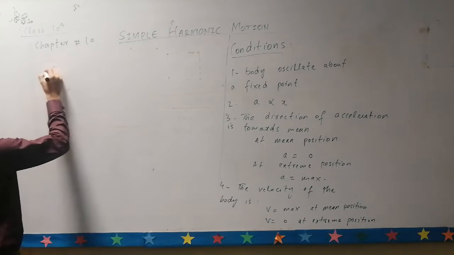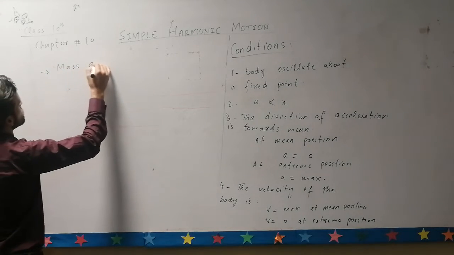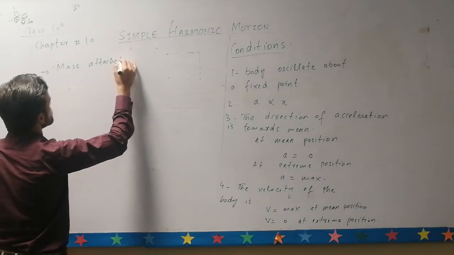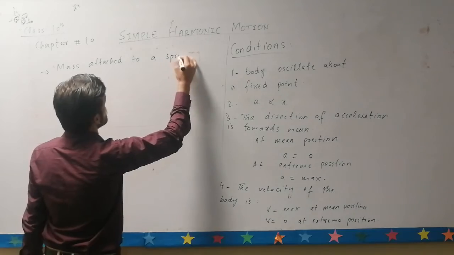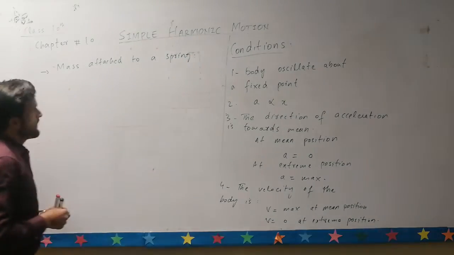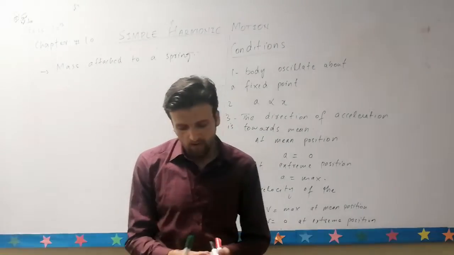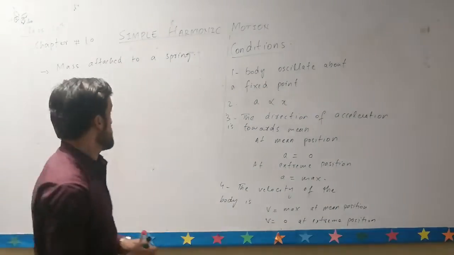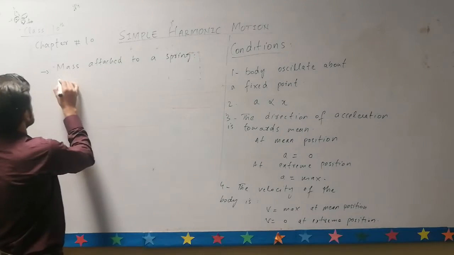We consider a system of mass attached to a spring. Here we consider a body of mass m attached with a spring of spring constant k placed on a horizontal surface.